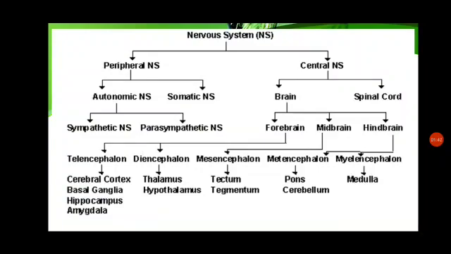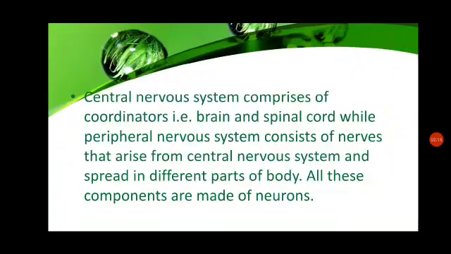The brain is the major part of the CNS, and the brain again has three main parts: forebrain, midbrain and hindbrain. Further we will study about these parts as well. The peripheral nervous system contains the autonomic nervous system and the somatic nervous system. The autonomic nervous system is again divided into sympathetic and parasympathetic nervous system. We will study it in the next lectures.